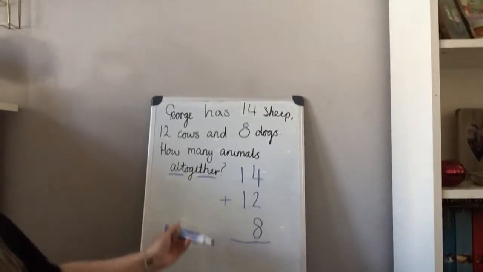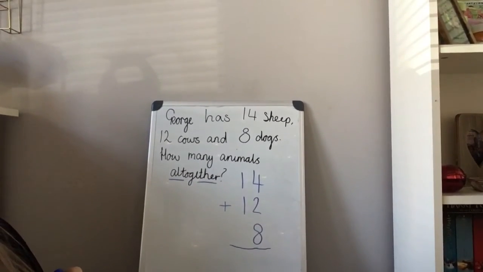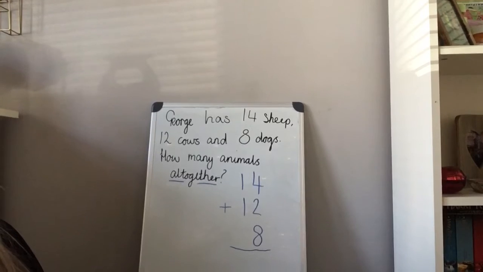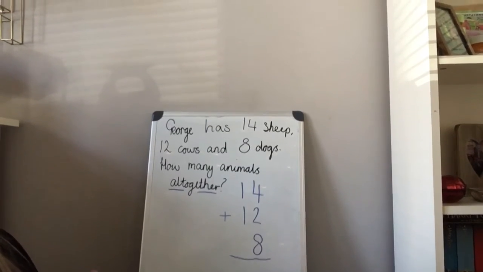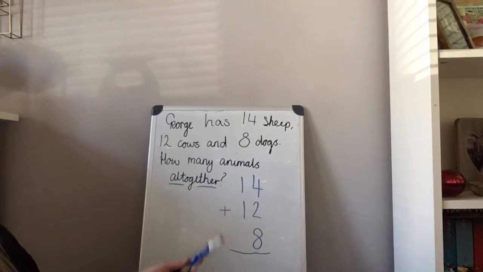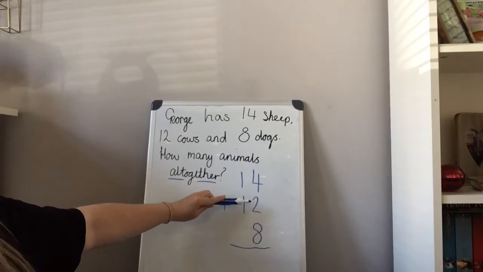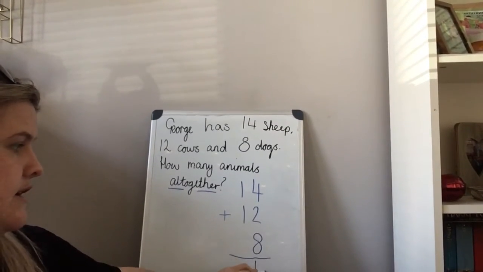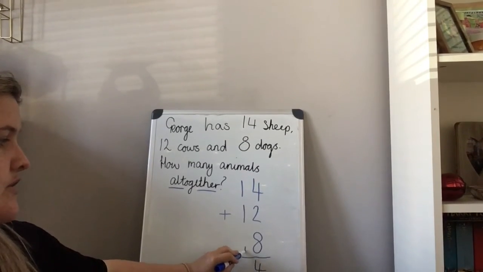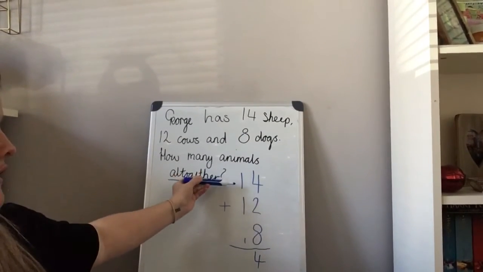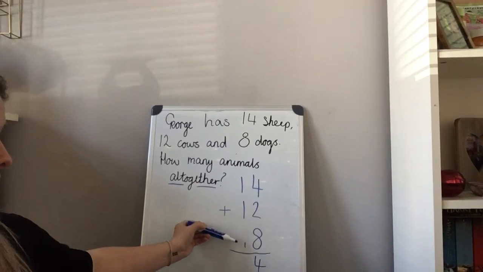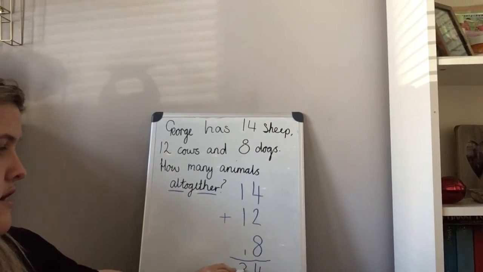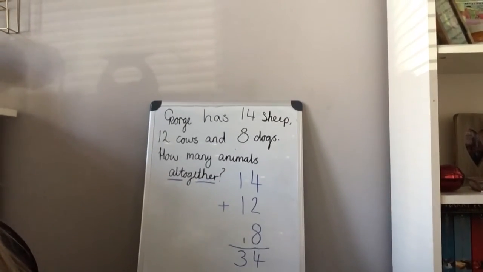You might want to do 12 add 8 and then add the 14. It is completely up to you, but let me know what strategies you use because it's really helpful to share your strategies with each other. So 4 add 2 is 6, add 8 is 14. So I'm putting my 4 down here and carrying the little 1. And then I've got 1 plus my little 1 down here gives me 3. So my answer would be 34.